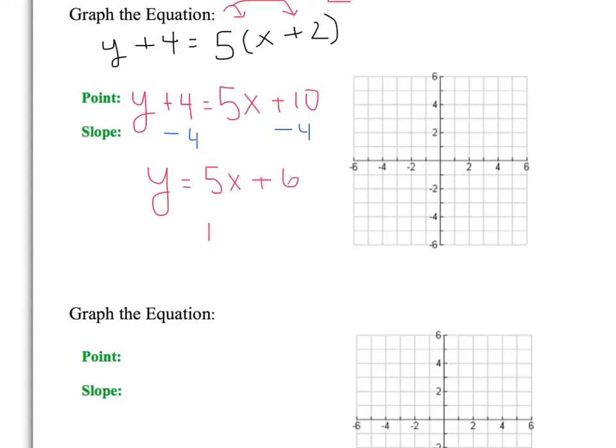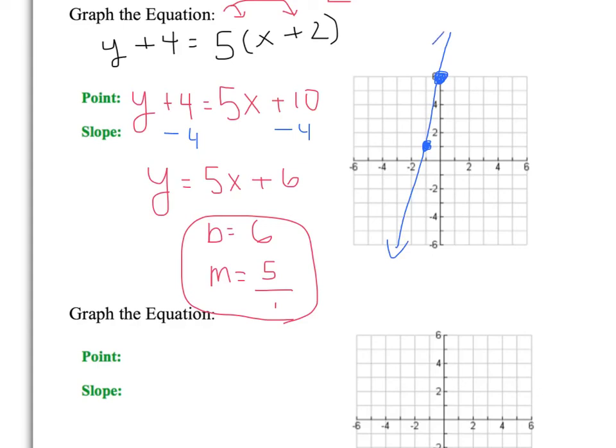So now I know my slope is 5, or 5 over 1, and b equals 6. So now I begin my graph at the y-intercept, which is 6. Now this graph doesn't let me go up 6, so what I'm going to do is go down 6 and then over to the left. Go down 5 and over to the left 1, right? Because my slope is 5. And that is the graph of my line.